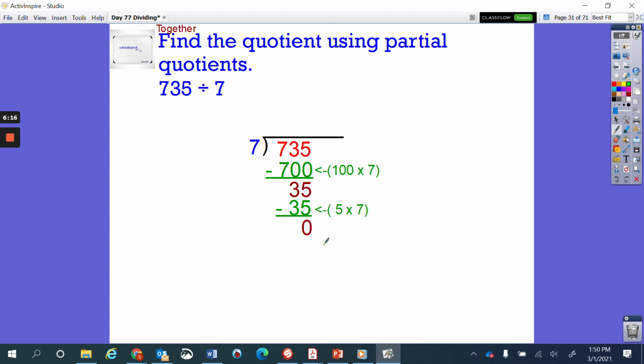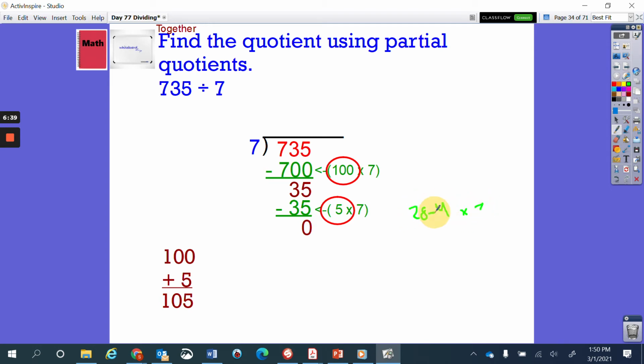The only thing that does truly matter is that when I do it, I end up with a total of 105. As long as your total is 105, it doesn't matter how many groups you pull out at a time. You could have taken out 4 groups and then said, oh, I can make another group of 7. So you would have 4 times 7, which would be 28, and then you'd have 1 group of 7, which would be that 7, right? But together we know that that would make a total of 5 groups.